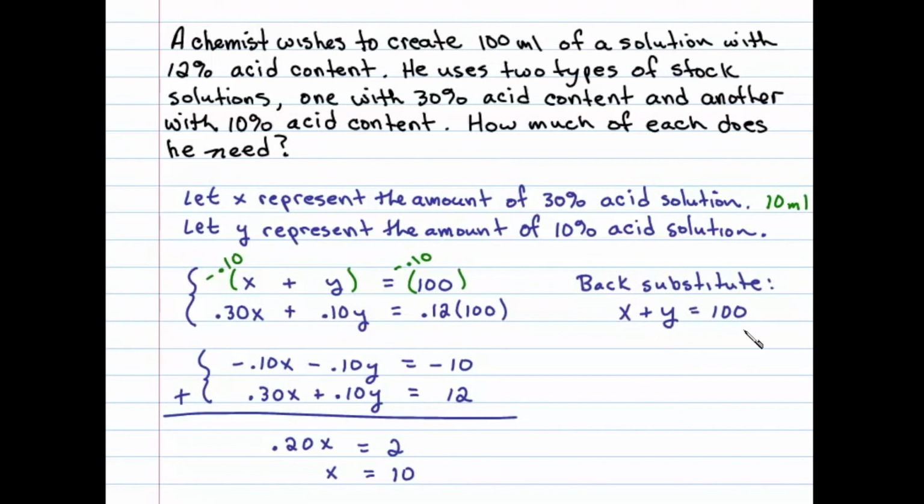Using x plus y equals 100, we'll substitute x equals 10. So 10 plus y equals 100. Subtracting 10, y equals 90, or 90 milliliters of the 10% acid solution.